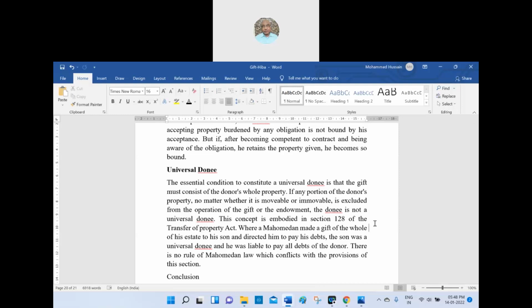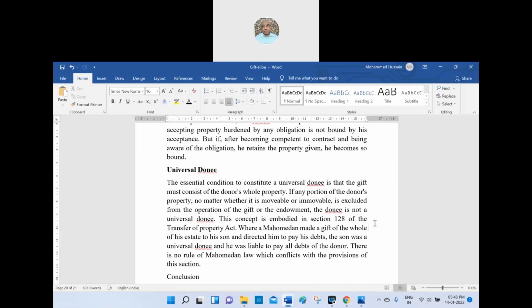The concept is embodied in Section 128 of the Transfer of Property Act, where a Mohammedan made a gift of the whole of his estate to his son, the whole of his estate, not a single portion, no iota goes to anyone, and directed him to pay his debts.